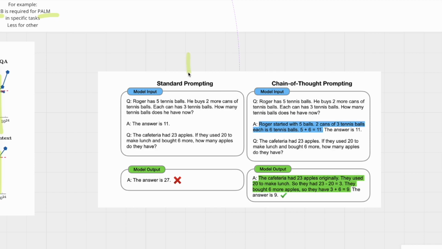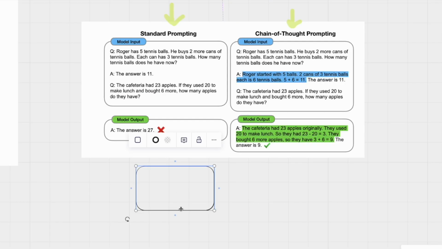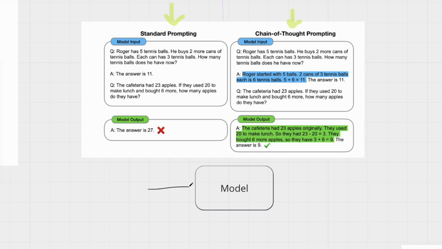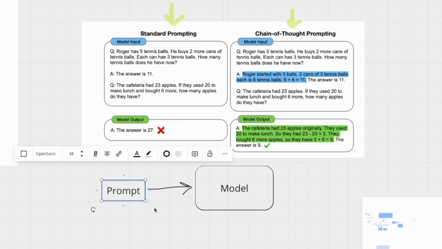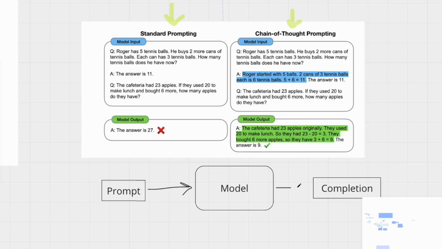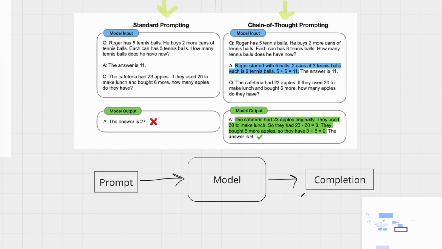As you see here, we have standard prompting and chain of thought prompting. Also remember, we have a model here. Prompt is an input for the model. And the completion is the output of the model, right? So when you provide standard prompting like this one with a question and answer and then a question, this is one-shot learning because you provided one example, one desired output for the question. And as you see here, for this example, the model output is just the answer.